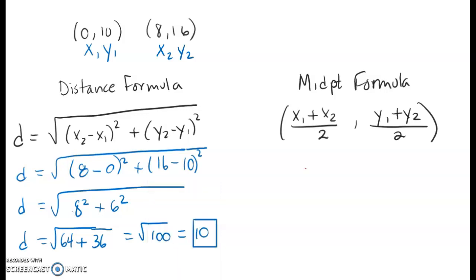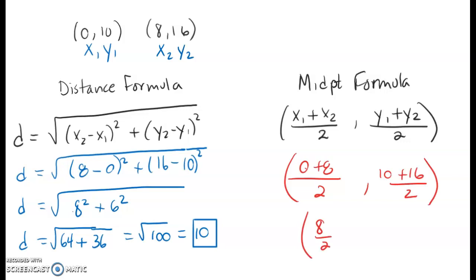again, it's important to label them. I already have them labeled, so I'm just going to plug them in. x1 is 0, x2 is 8, y1 is 10, y2 is 16. So I'm going to end up with 8 over 2 as my x-coordinate, and 10 plus 16 is 26, and 26 over 2 is my y-coordinate. Simplifying that, I would get (4, 13). That would be the midpoint.